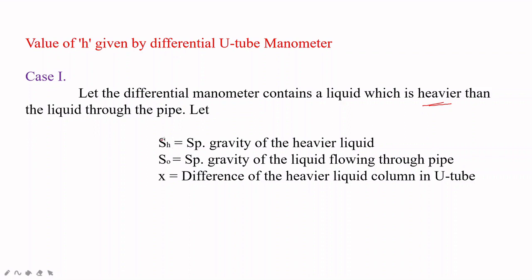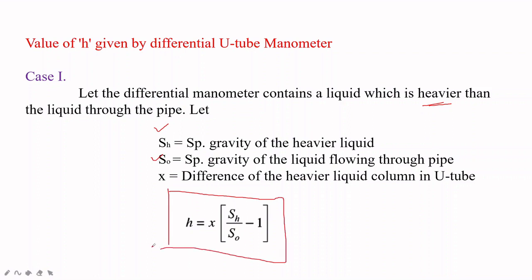So I just defined it: specific gravity of heavier liquid, specific gravity of liquid flowing through the pipe, and X is the difference of heavier liquid column in the U-tube manometer. So the value of H will be, remember this, H is equal to X into SH divided by S0 minus 1. How will we find the value of H? With this formula, H is equal to X into SH by S0 minus 1. When we solve 2 to 3 problems, we will become comfortable with it, and it will go to our mind easily.